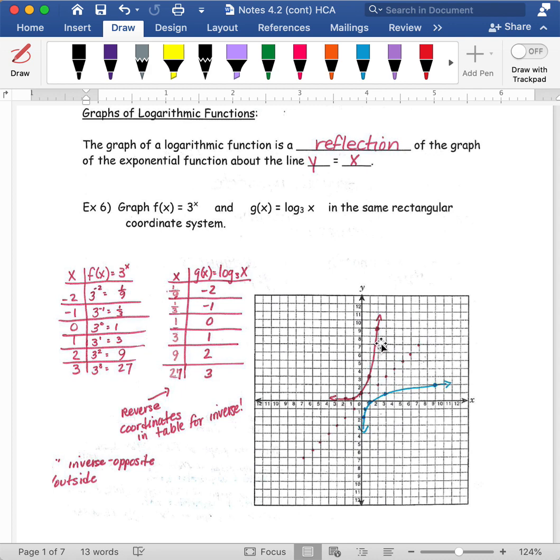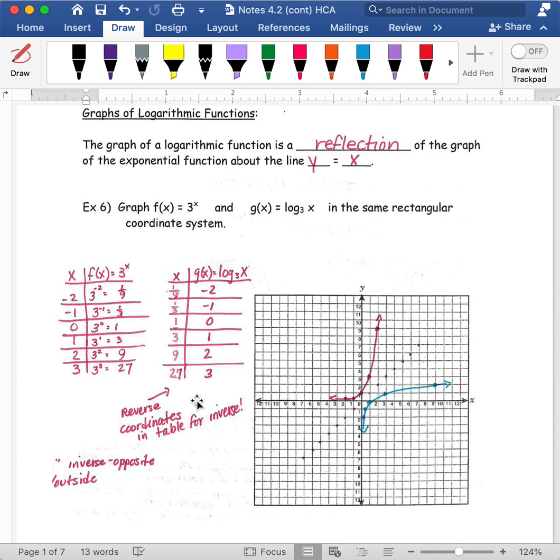The red graph right here is your basic exponential function passing through the ordered pair (0, 1). And its inverse function, the logarithmic function, passes through the point (1, 0). As you see, if you would fold the coordinate plane along that line y equals x, this graph would lie on top of that graph, and hence there is a reflection if you graph them in the same rectangular coordinate system. The red graph is base 3 to the power of x, and the blue graph is log with the same base 3 of x.